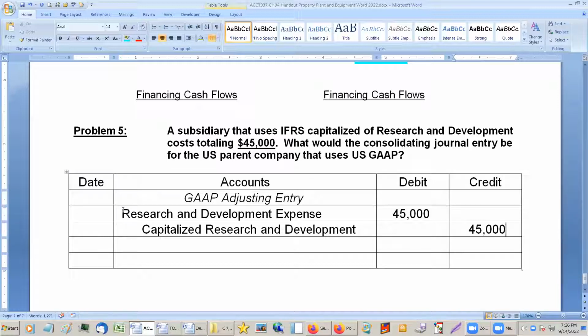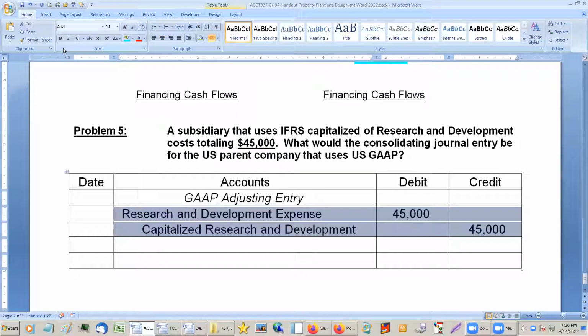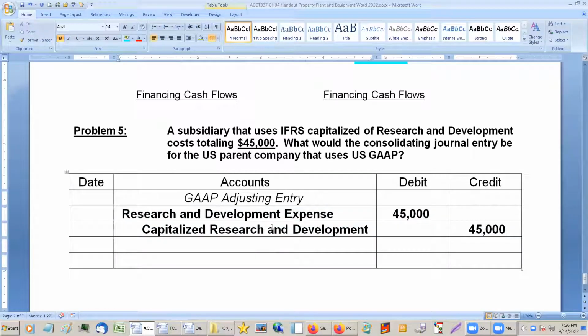So this would take it off the books as an asset, and then expense it. International standards say that they're buying an asset. US standards say, no, that's money going out the window, you're expensing it.